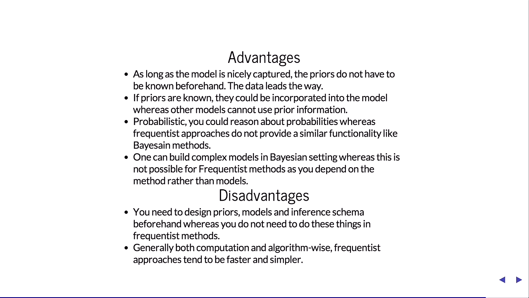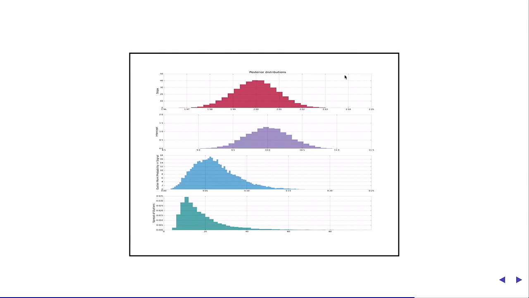Second, if the priors are known, generally you can't really use them in frequentist approaches, but you could just easily incorporate them into Bayesian models as prior information. Also, it is probabilistic. You could reason about probabilities, so it doesn't produce just one number. You could say the intercept could be 2 with this probability, or it could be 10 with this probability. I think it is also another useful thing.